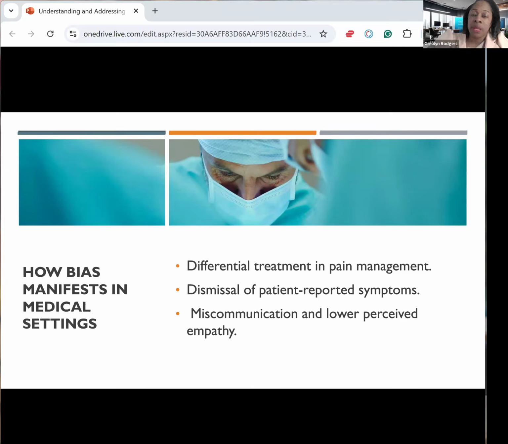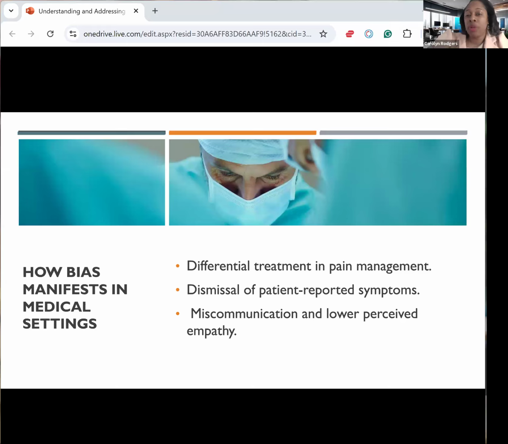Now, there was a study done that showed that Black patients are 22% less likely than white patients to receive pain medication in the ER. That was a study done by Stanton and his team in 2007.